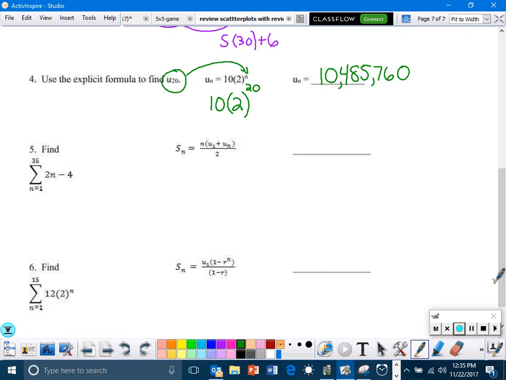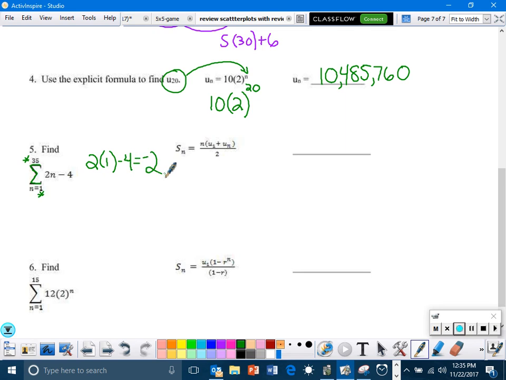Okay, 2 left. Okay, find the, remember this symbol means sum. Find the sum of this sequence from the first number in the sequence to the 35th number in the sequence. So the first thing we need to do is, what is the first number in the sequence? Okay, so we plug a 1 into our rule. And we find out that that is -2.